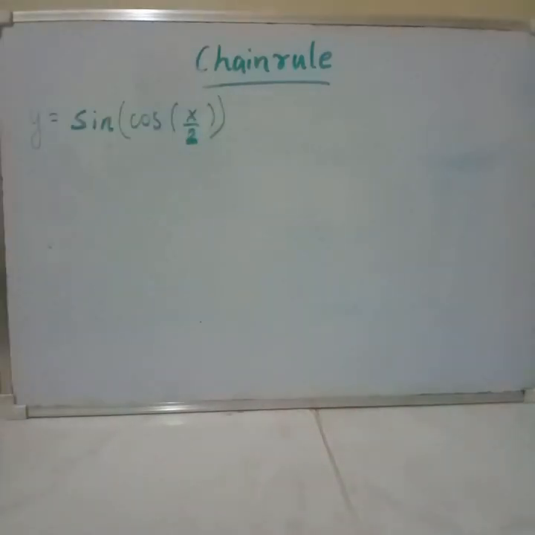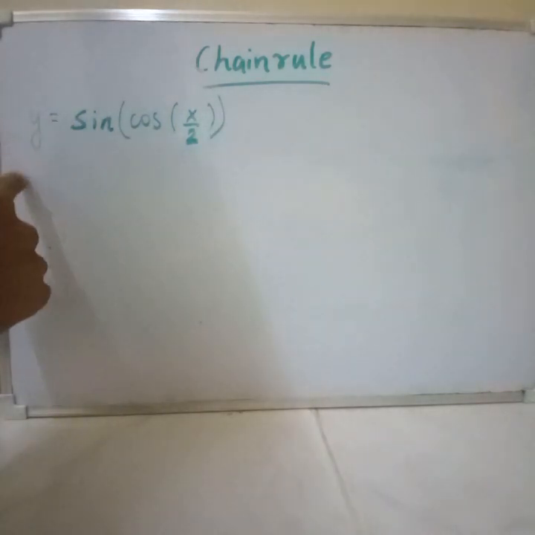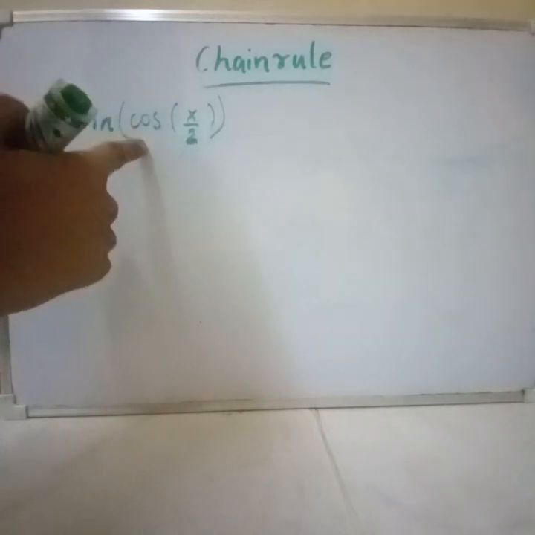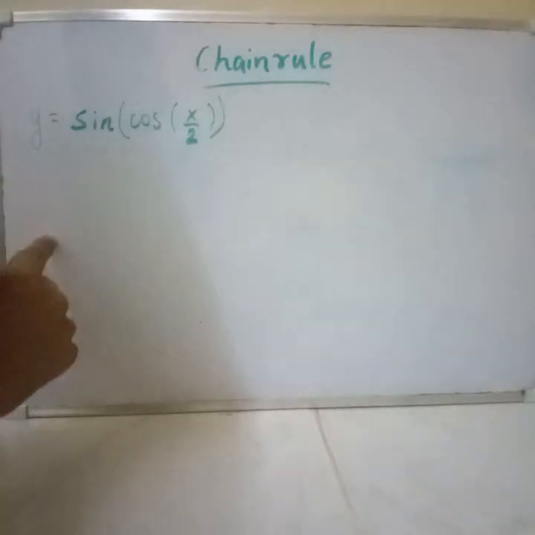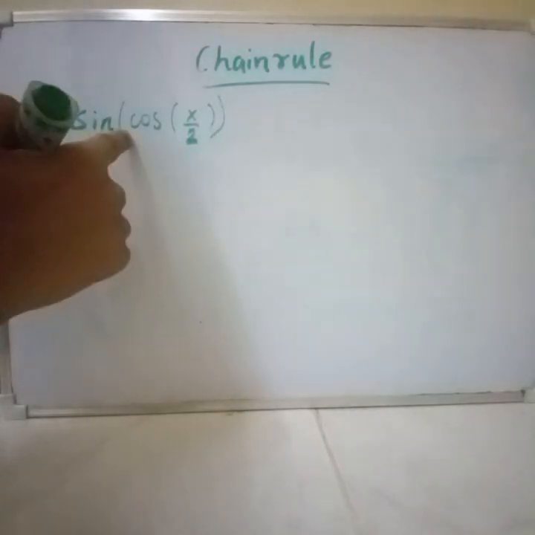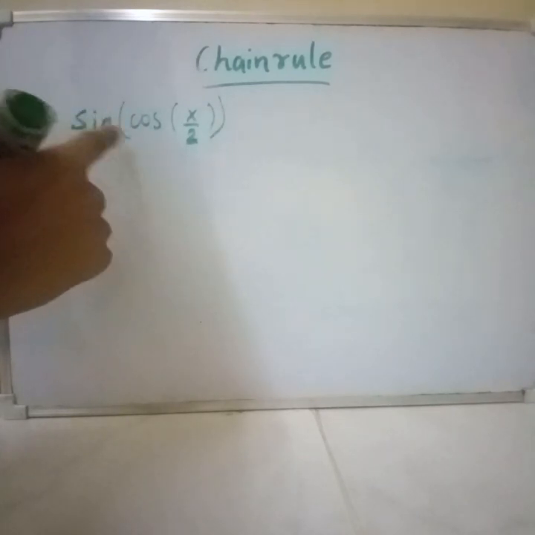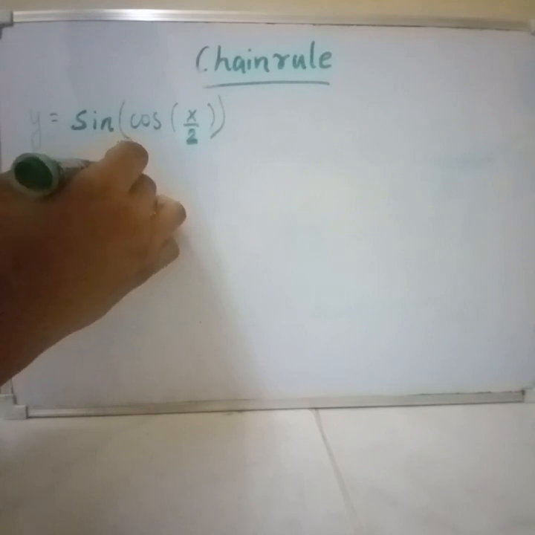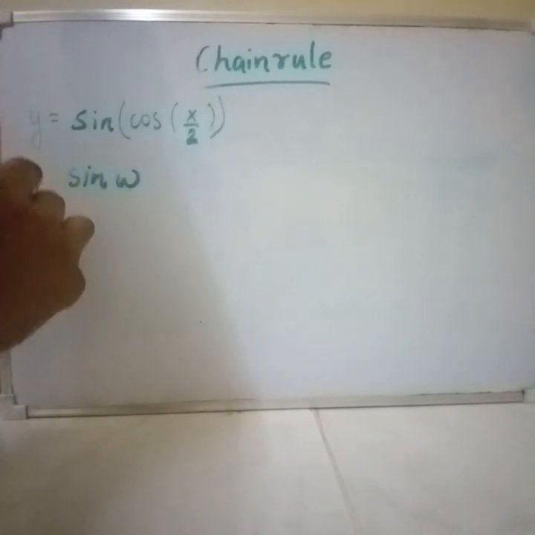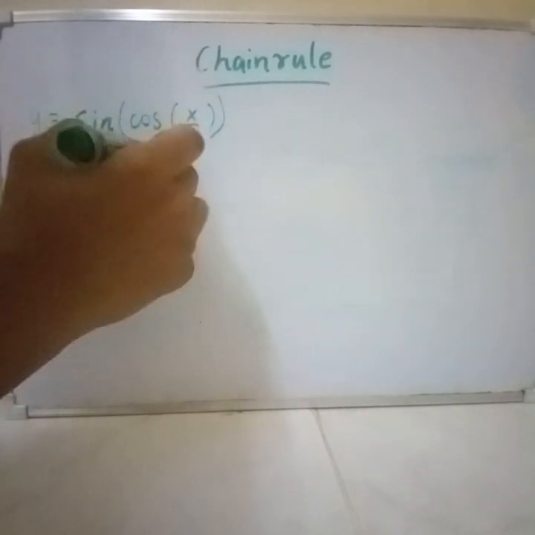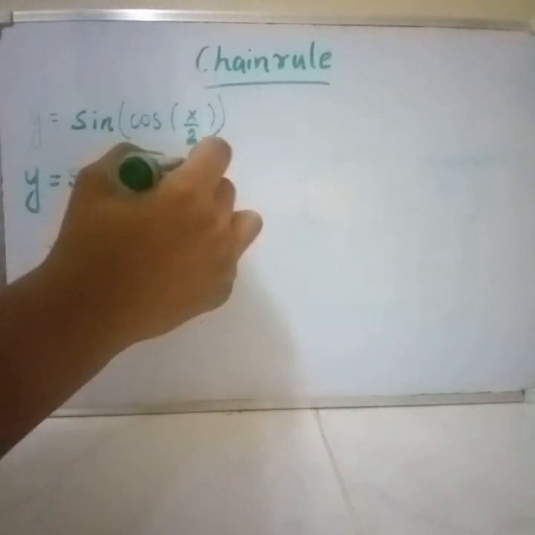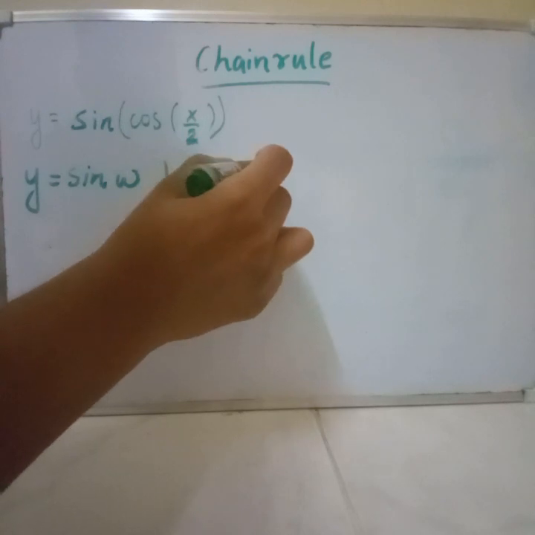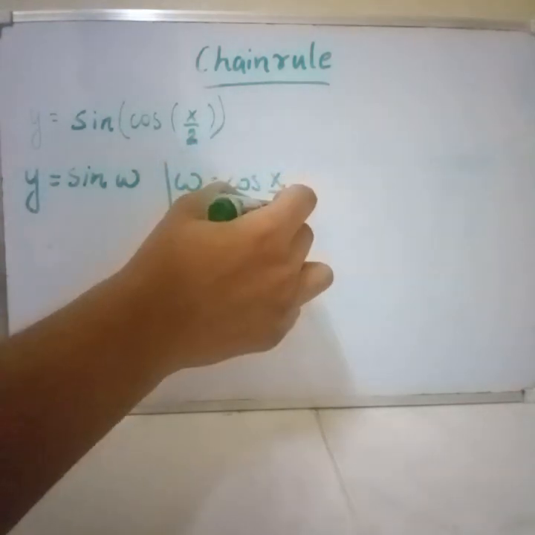Here we are having another question for chain rule. We cannot directly apply the derivative formula here: y is equal to sine of cos of x by 2. So first of all, whatever is inside the angle part of sine, we'll be writing it as a variable, let's say w here. So y is equal to sine w. So here our w is cos x by 2.